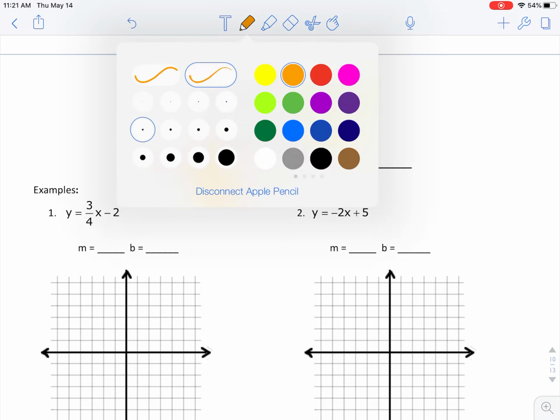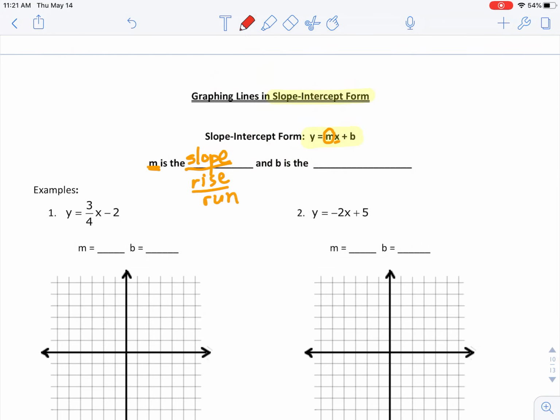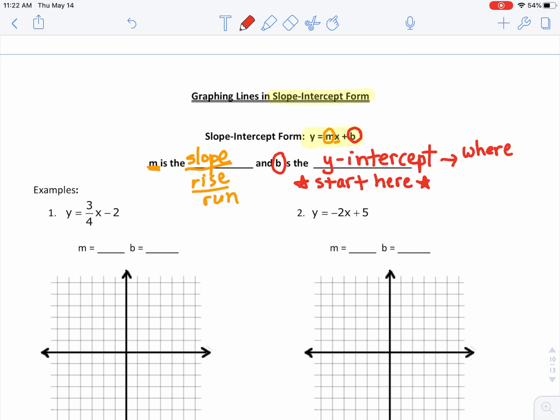Now the new variable here is the b, which is this number off to the side. B is what's called the y-intercept. This is the point where you always start your graph, and it is the point where the line crosses your y-axis. And that's where you're always going to start. Okay, so let me go through.